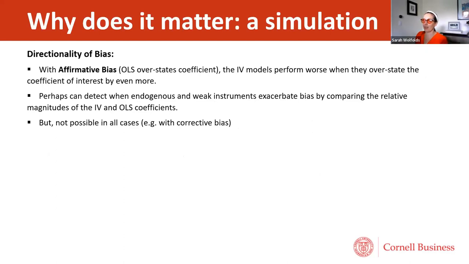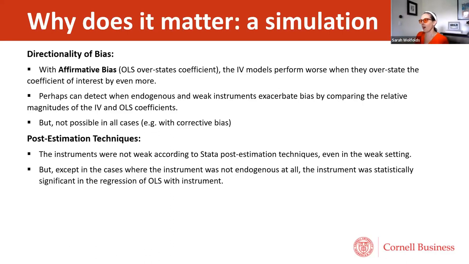One of the key things is it's important to consider directionality of bias, right? So if you can use your context and theory to know that you're in a case of affirmative bias where OLS should overstate the coefficient, then the IV models will perform worse, obviously, when they overstate the coefficient of interest by even more. And so this leads you to potentially be able to detect when endogenous and weak instruments will exacerbate bias by comparing the relative size of IV and OLS coefficients. But this is really not possible in all cases. For instance, if you're in a case of corrective bias, you can't just automatically say the IV is bigger. That's a problem.